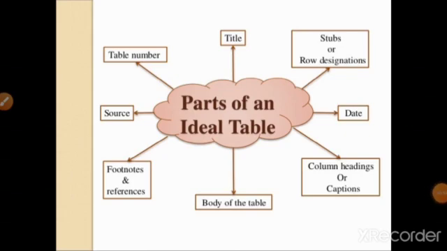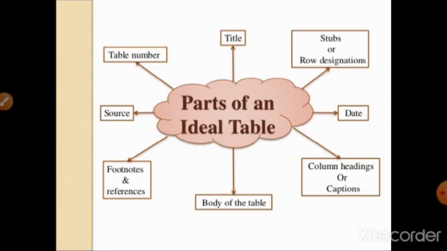You can see in the slides what a good table should consist of: title, column headings, captions, table number, the sources of the table, the body of the table, what the column headings represent, the data of the column, and the row designations. Everything will be mentioned in the table, so it helps us understand for what purpose a table has been created. Clear? Next we'll go for the diagrammatic representations.